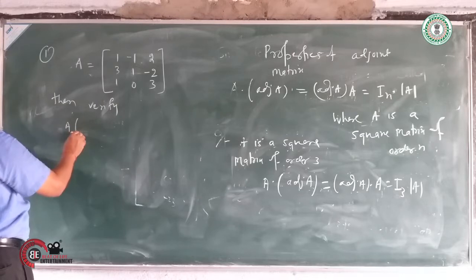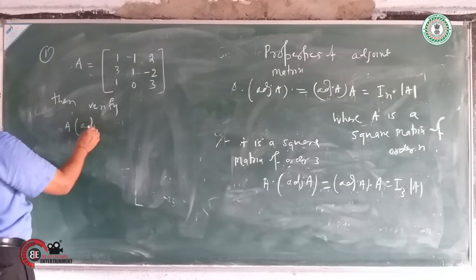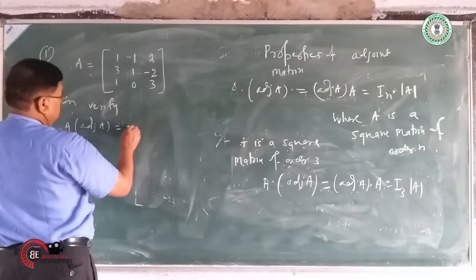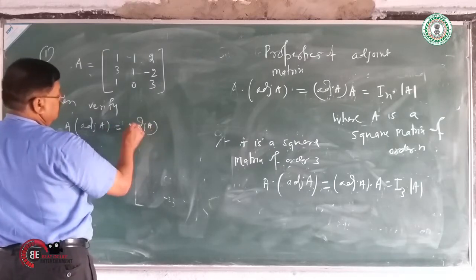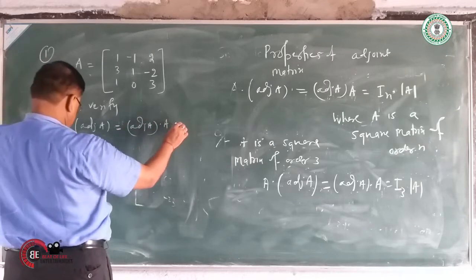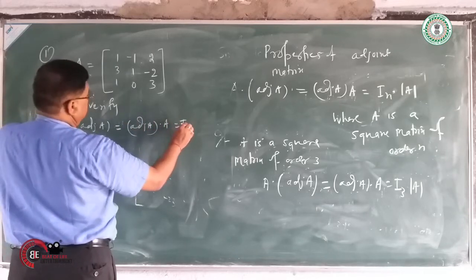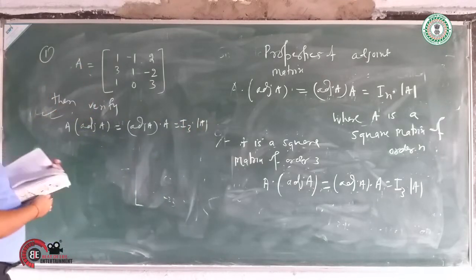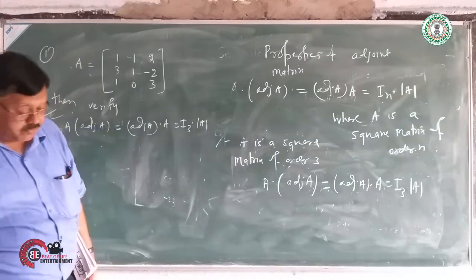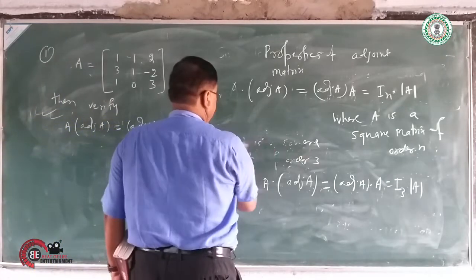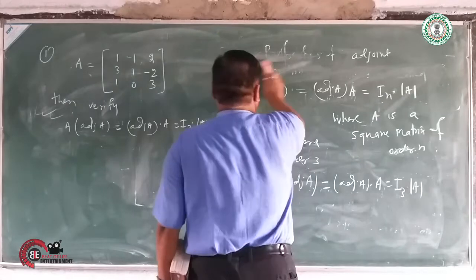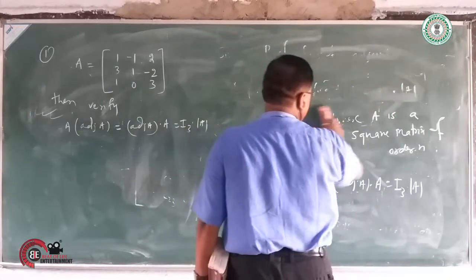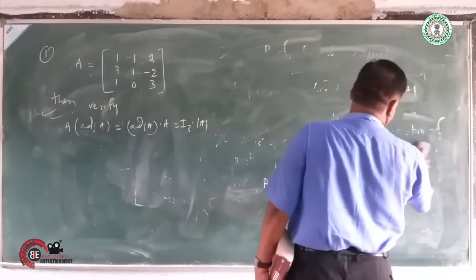A into adjoint A and adjoint A into A is equal to I3 into determinant. We have to verify this. This is the problem I am going to solve before you. Students, let's see the method and process of how we can solve this question.